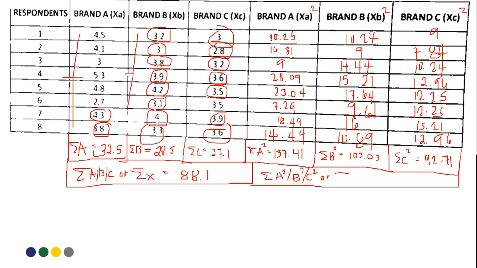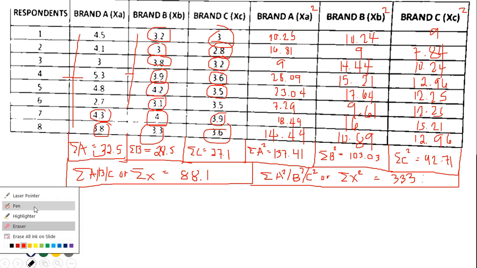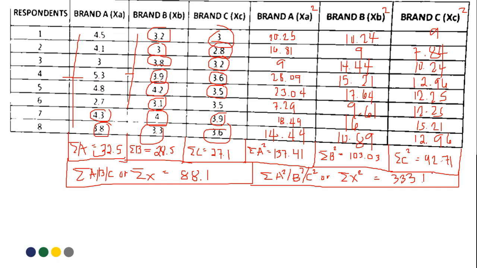Or, pwede siyang tawaging summation of X na may squared, ha? So, ibig sabihin po, yung nakuha nyo is 333.15. Wait lang, ayusin ko lang yung number para yung mga manunood, hindi sila maguluhan. Yan. The summation of A squared, B squared, C squared, or summation of X squared is 333.15.